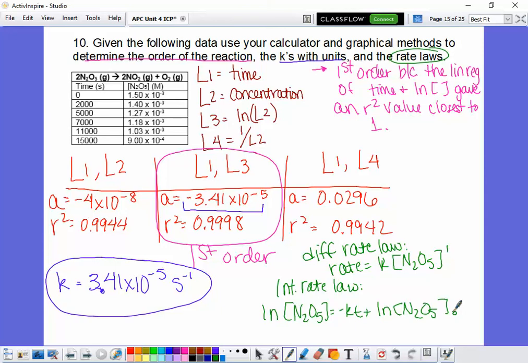Now what if this were a test question like that, but you somehow messed up in your statistical analysis and you found that it was second order, and then you gave the rate constant for second order with proper units as if it were second order, and then you gave me rate laws for second order, and then you did all the math with the wrong rate law. Where would you lose points?